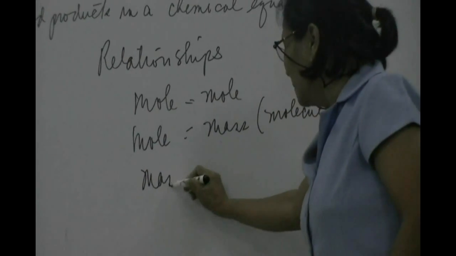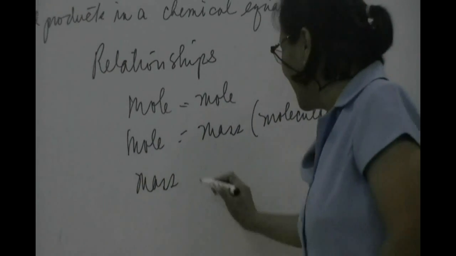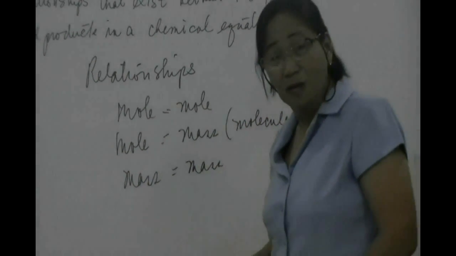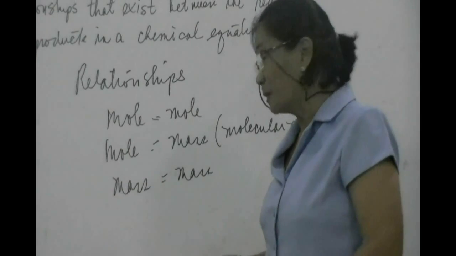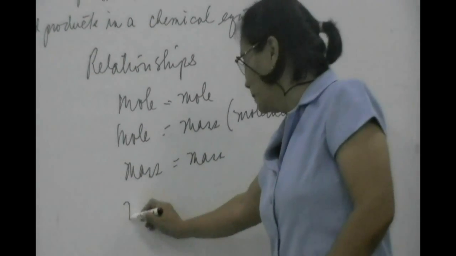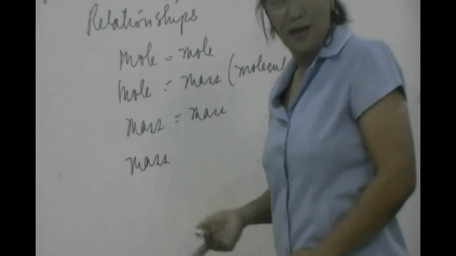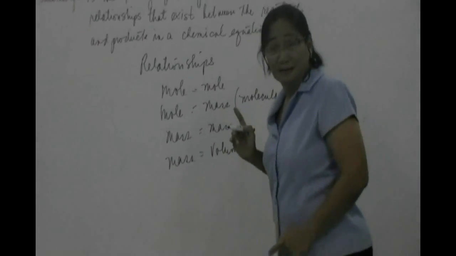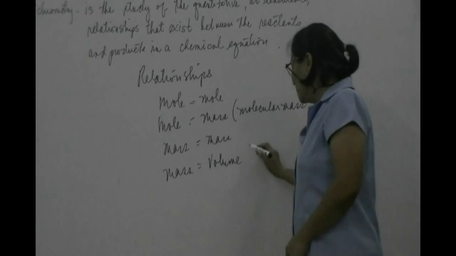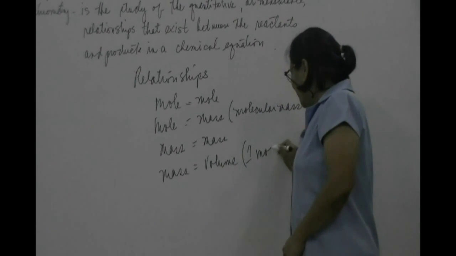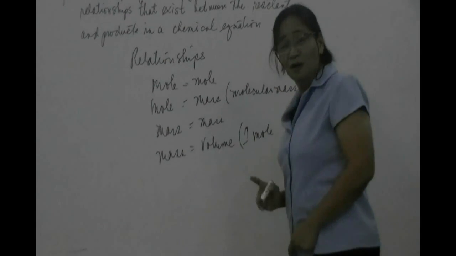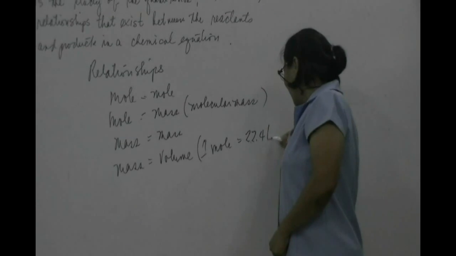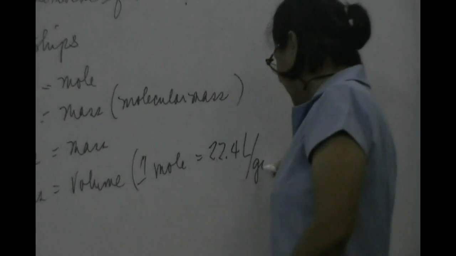Next will be the mass of a given reactant and also the mass of a given product, which also includes the molecular weight of the given product. The last relationship will be the mass of the reactant and the volume of the product. Regarding the volume, you need to consider that one mole of a given gas is equivalent to 22.4 liters of every gas.